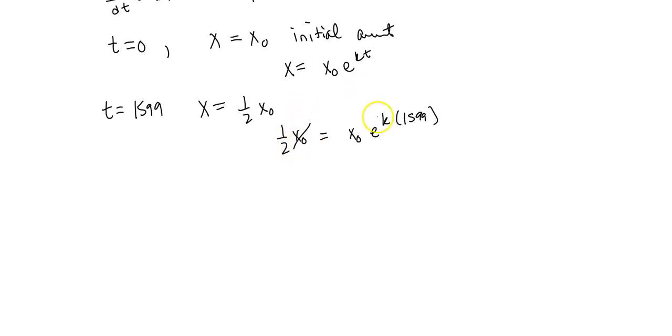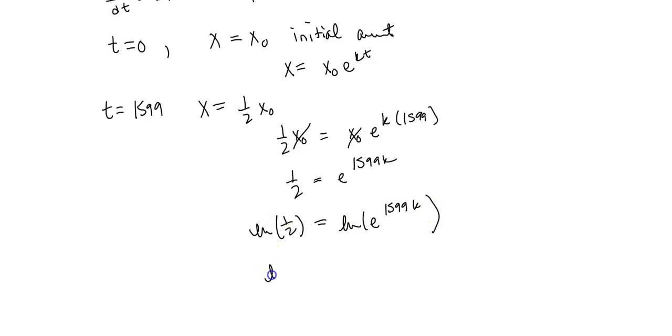And I can cancel the x of 0, so I get 1/2 equals e to the 1599k, and I'm going to take the natural log of both sides. So natural log of 1/2 equals 1599k, and k would be the natural log of 1/2 divided by 1599.